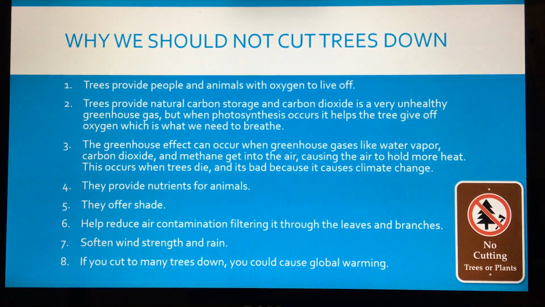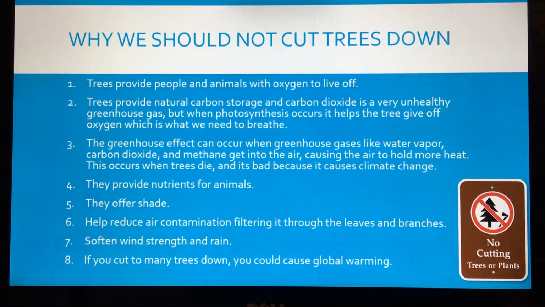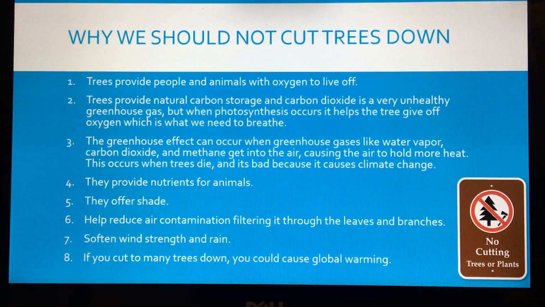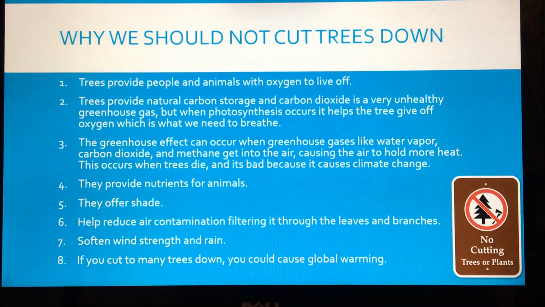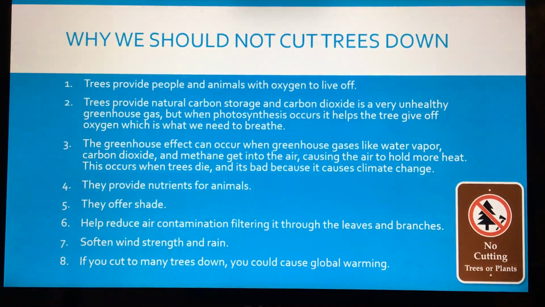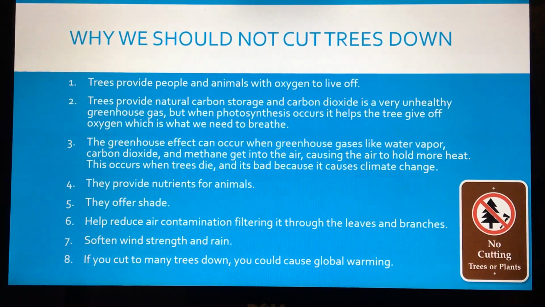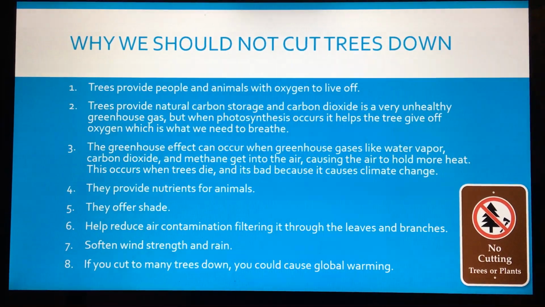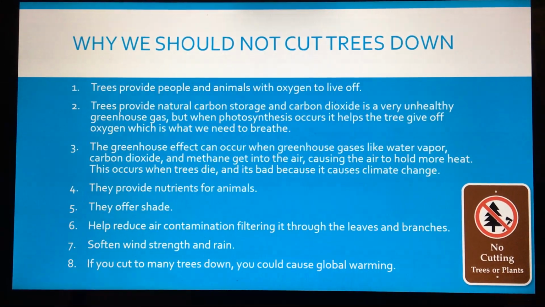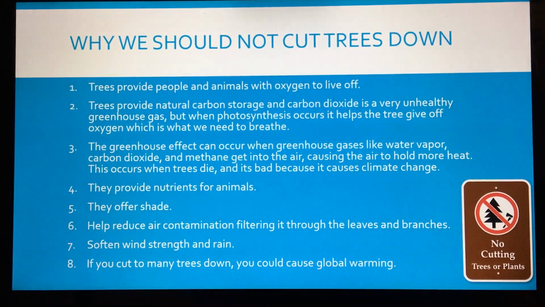So if you were to cut down so many trees, it can just cause a lot of climate change, like lots of rainstorms, and that's not normal sometimes. Trees provide a lot of nutrients for animals and insects. A lot of animals and insects feed off trees, for example bees with the flowers on a tree. They also offer shade for us and for animals and everything.